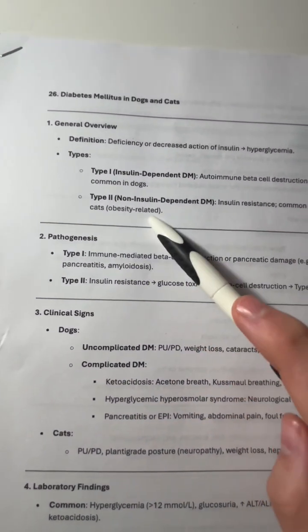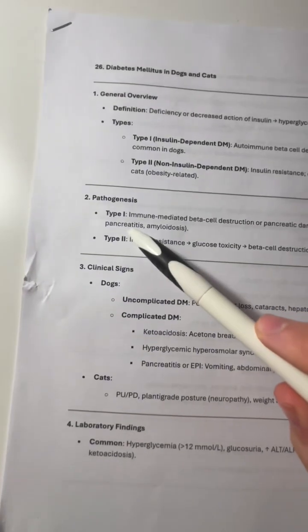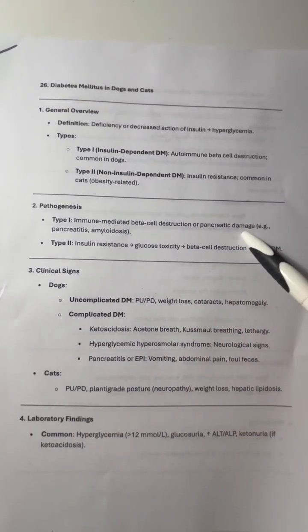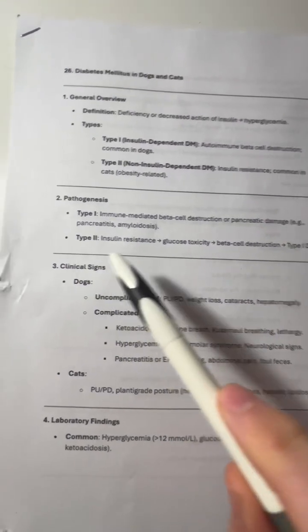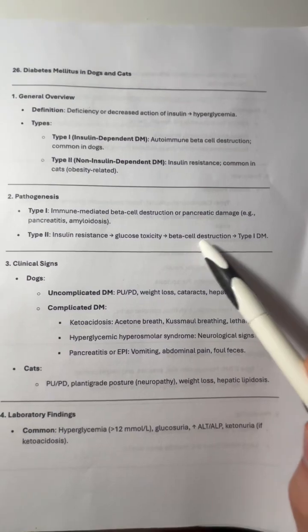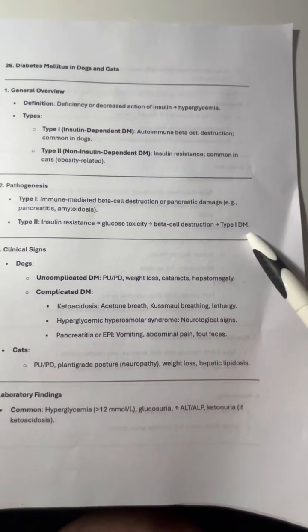It's an obesity problem. Pathogenesis. In type 1, there is an immune-mediated beta cell destruction or pancreatic damage. And in type 2, insulin resistance increases glucose toxicity, which causes beta cell destruction, and then it can also lead to type 1 diabetes. The clinical signs.